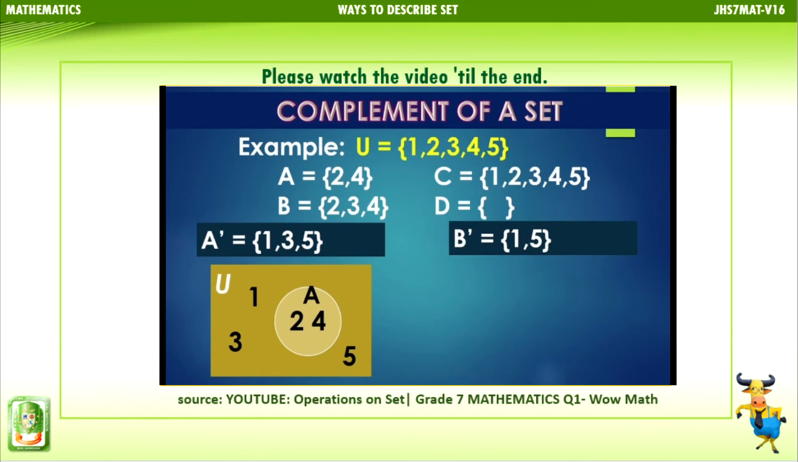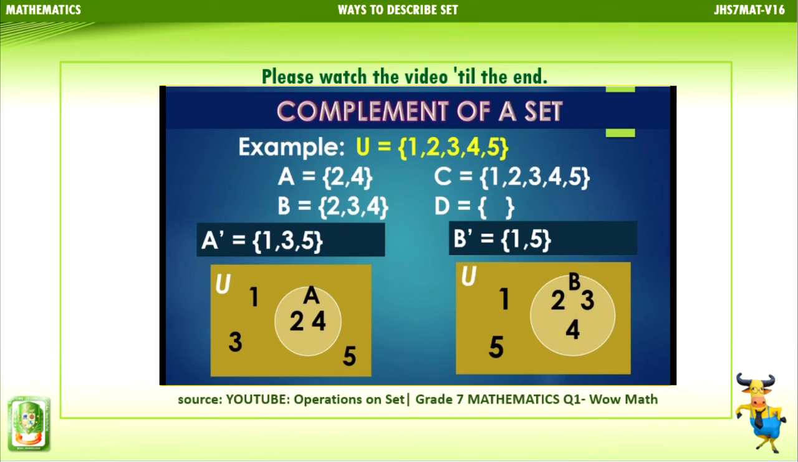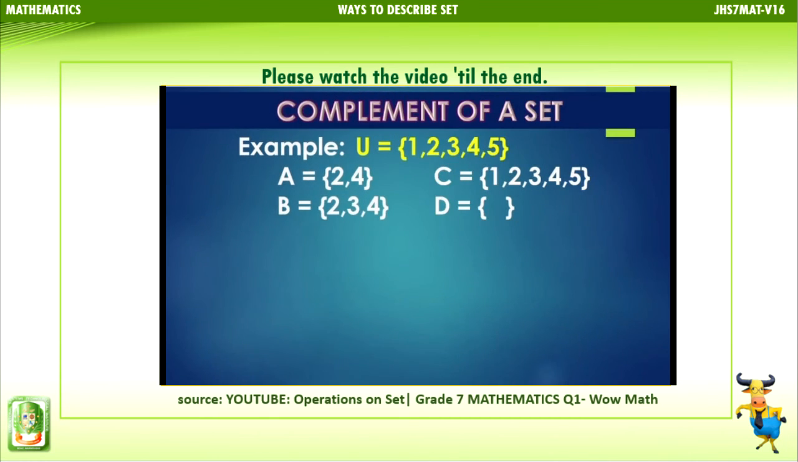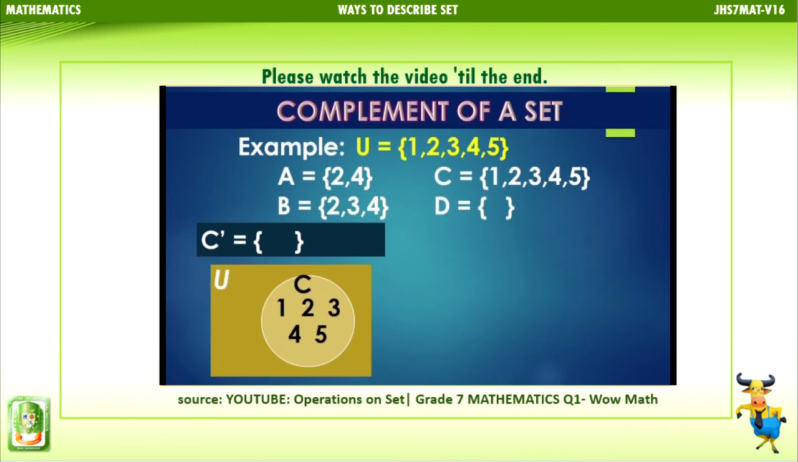Okay, next. For complement of set B, paano natin siya ipapakita? So, ibig sabihin, yung 1 and 5, yun yung nasa universal set, siya yung nasa labas. And then, si B, 2, 3, 4, yun lang yung laman ni set B. Next, complement of set C, empty set. So, ibig sabihin yung nasa labas, wala siya. So, si set C natin ay 1, 2, 3, 4, 5. Ibig sabihin, kompleto siya dun sa bilog.